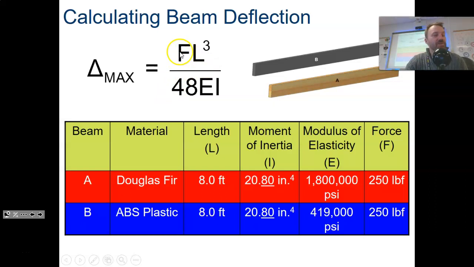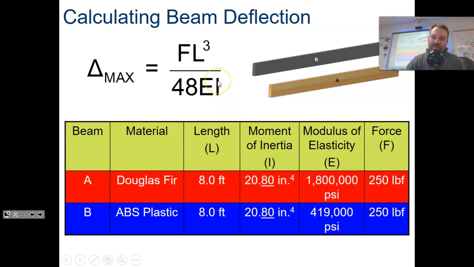right here. So how far a beam deflects depends on the force. If you put 100 pounds on it or if you put 1,000 pounds on it, 1,000 pounds is definitely going to stretch it more. L represents the length. So the longer a beam is, really important. It's 3 times as important. E represents the modulus of elasticity. And so you can see ABS plastic has got like 1/4 of the modulus of elasticity of the Douglas fir.